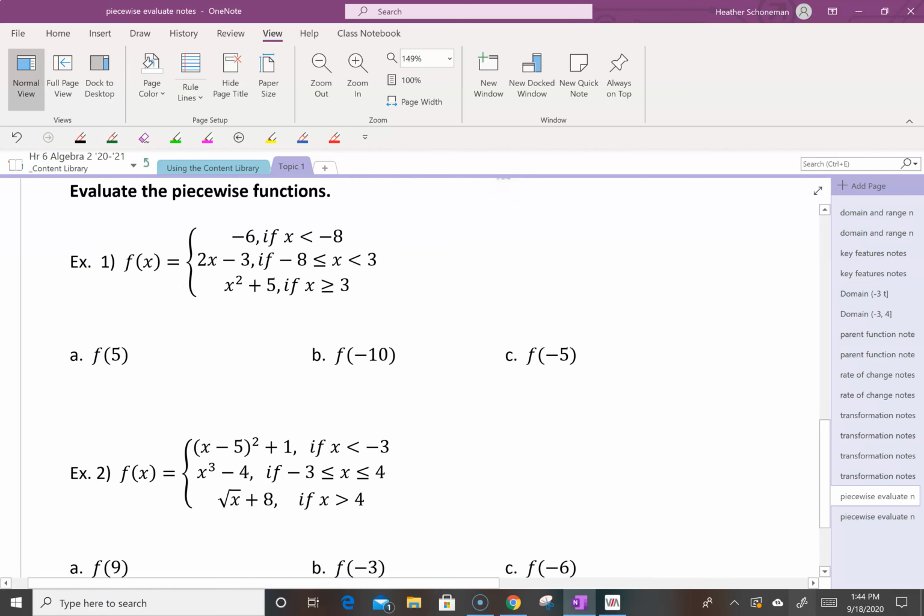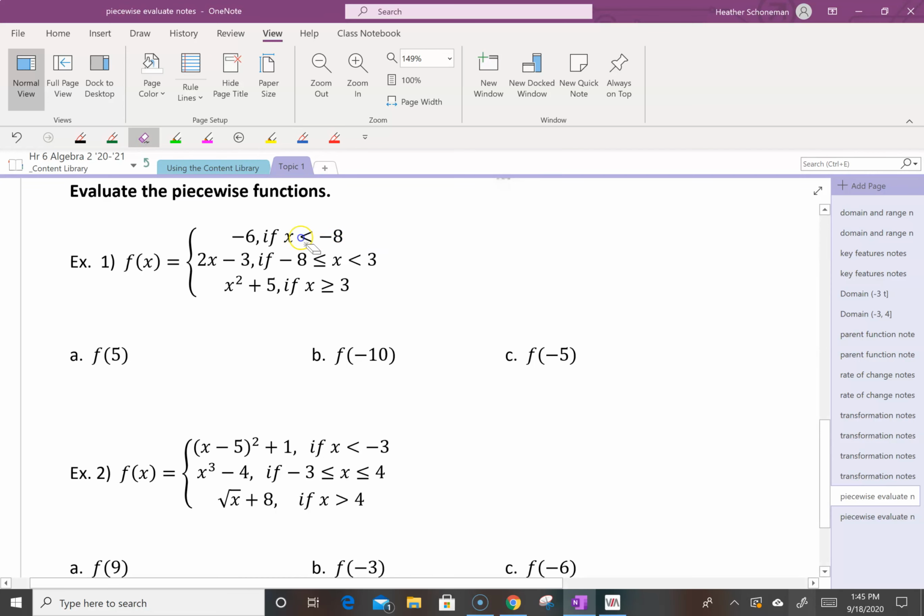So we want to find f of 5 on part A. That means plug 5 into the equation, and what do we get? Well, the problem is we've got 3 equations. We are not going to plug it in 3 times. We're going to figure out which equation it needs to go into. On the first one, it says x is less than negative 8. So you ask yourself, is 5 less than negative 8? The answer is no. You're not going to plug it in there.